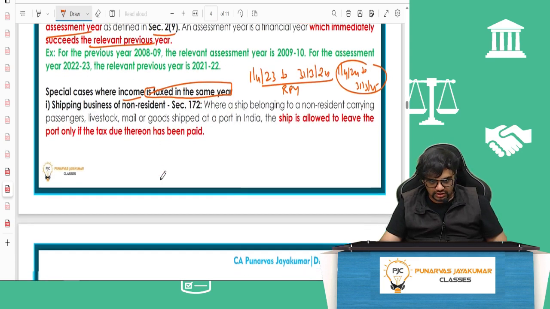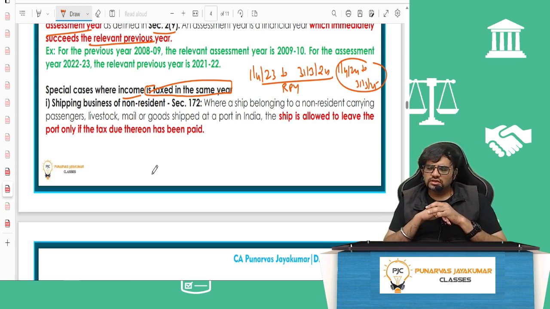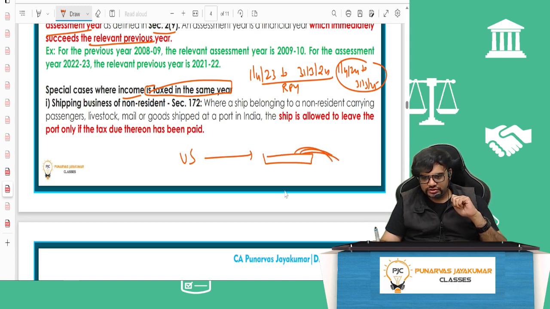Check out: shipping business of non-resident. So guys, you are having a shipping business. You come to India. A ship from USA comes to India, selling cargo, etc. Dumps the cargo in an Indian port. And it's about to go. It's obviously made some income because it's selling the goods here, dumps everything, made a lot of, let's say it made 1 crore. And it's about to go.